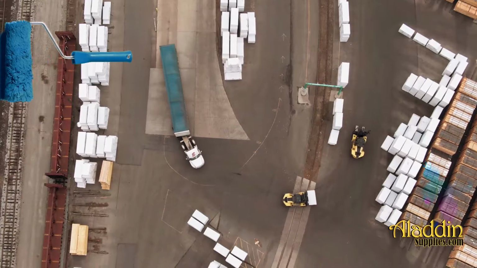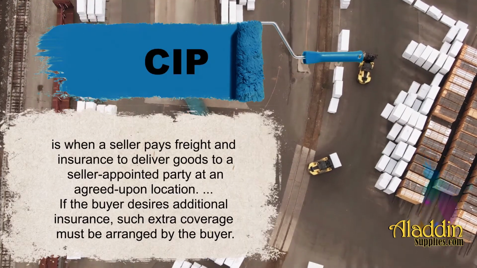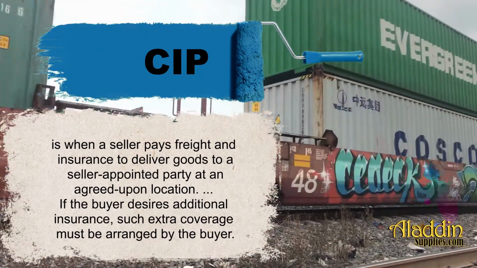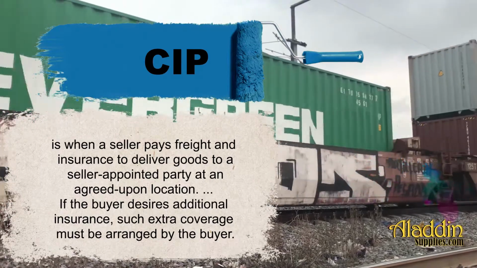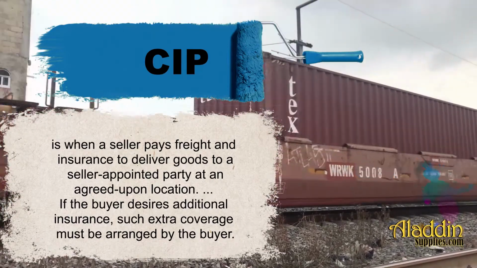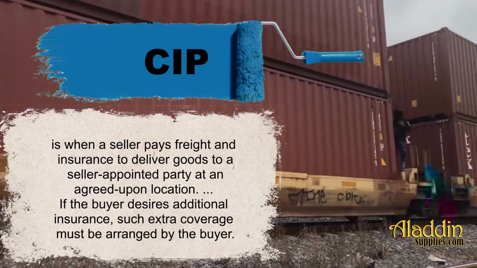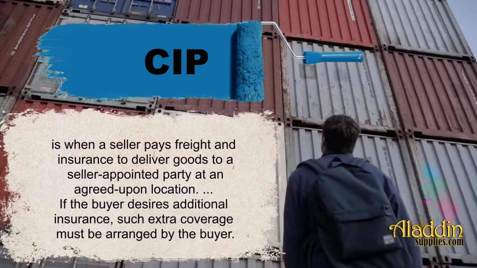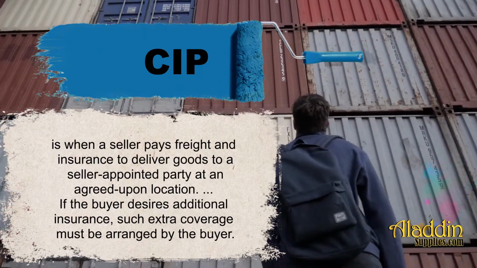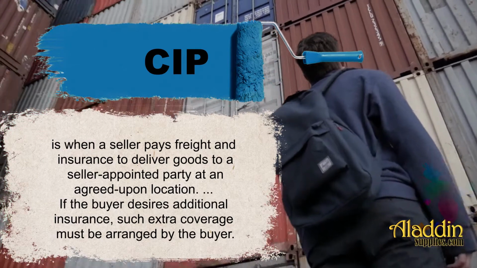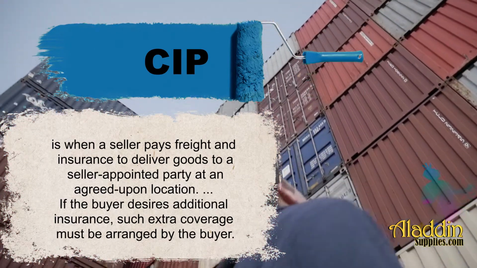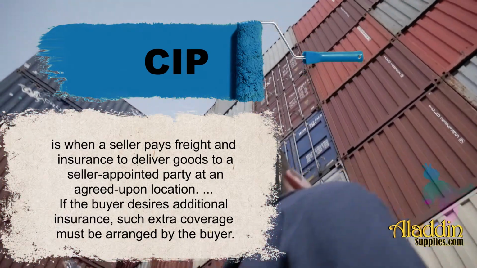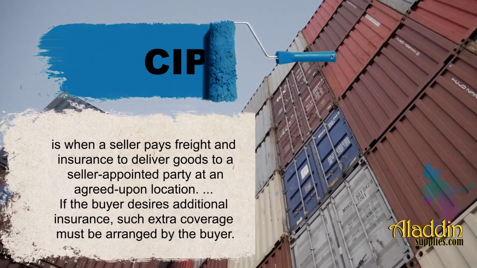Another term that we have here is called CIP, which stands for Carriage and Insurance Paid To. In this term, the seller pays the cost of shipping and the insurance to the appointed destination identified by the buyer. If the buyer desires extra insurance, the seller should obtain this extra insurance payment. The difference between CIP and CIF: in CIF, the responsibility of the goods turns to the buyer once the goods are loaded by the seller on the vessel at the port, while in CIP, the responsibility of the goods turns to the buyer at the destination port.